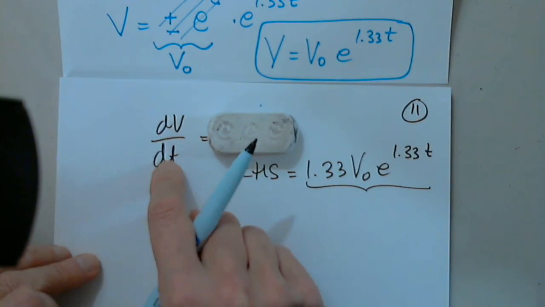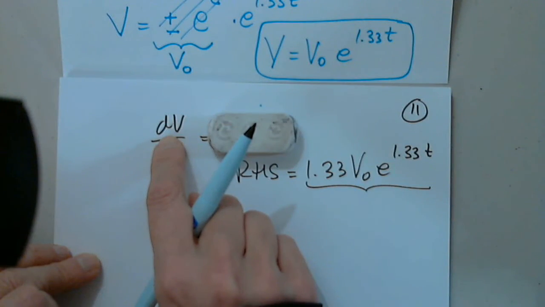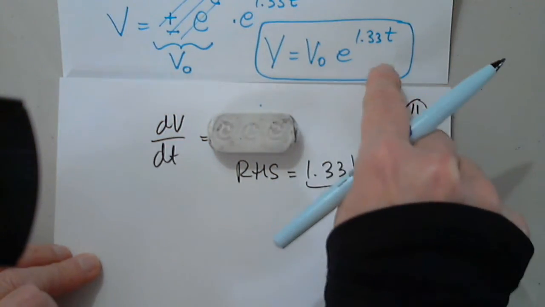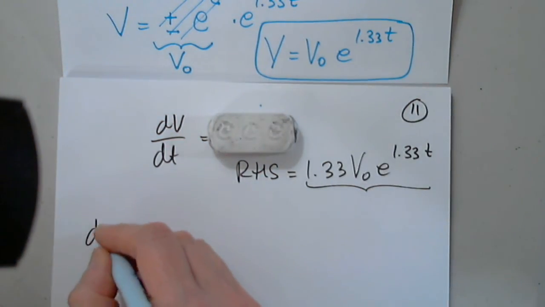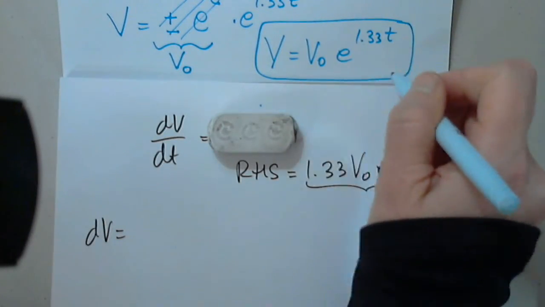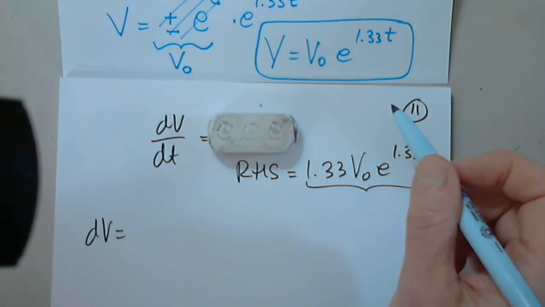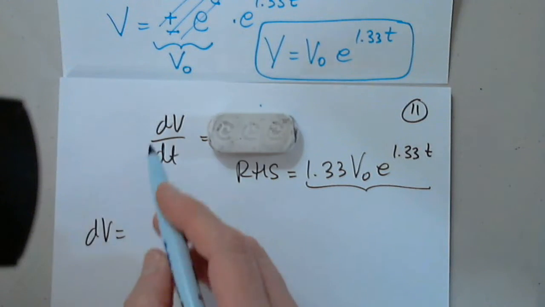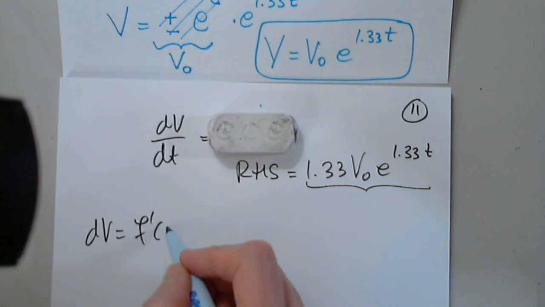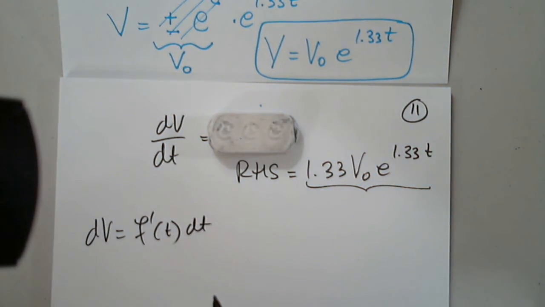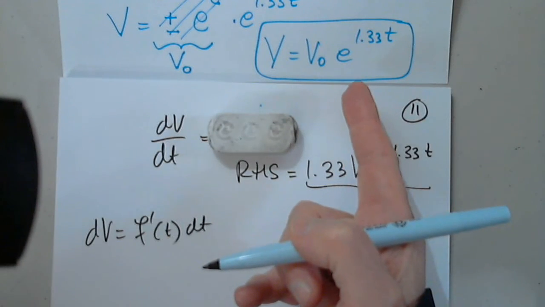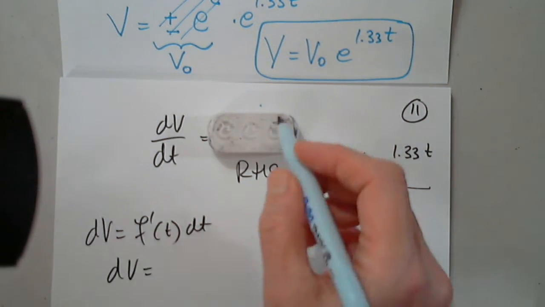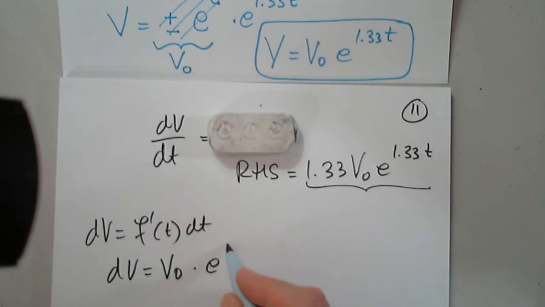So I'm here. So I want to find dv first. Okay, how do I find dv? I know how. This is the function prime times dt. That's what dv is. So f prime of t times dt. That's f prime of t. So dv will be v0 times e to 1.33t times 1.33.